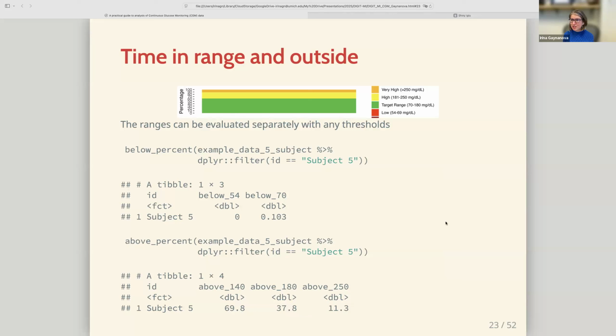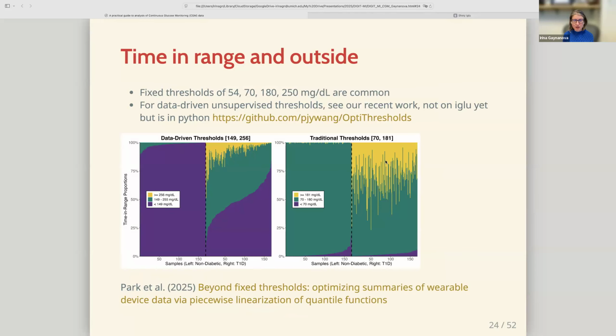And of course, these ranges can be adjusted depending on the research question. Within the software, you can always adjust this default threshold to any threshold that you may be interested in. And of course, the fixed thresholds are very common. We started questioning, and in general I question, whether these thresholds are optimal for all the different populations that we may study. So we have a recent more methodological work where we propose data-driven unsupervised thresholds.